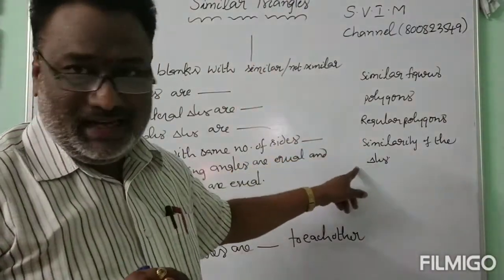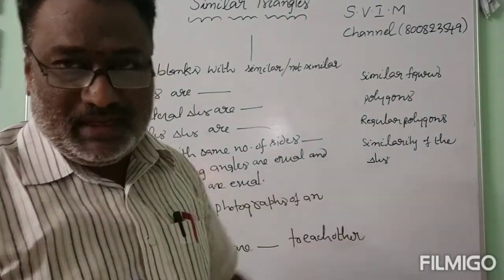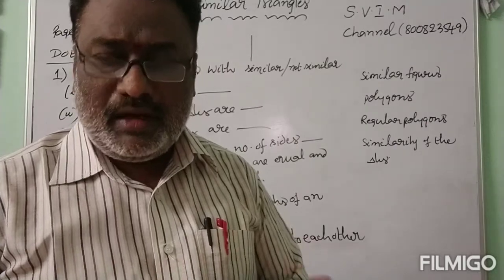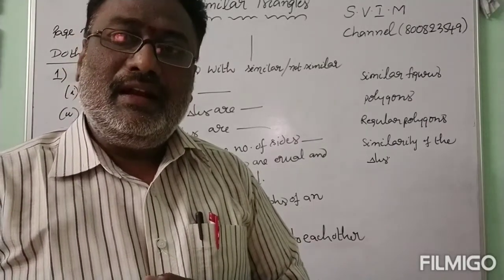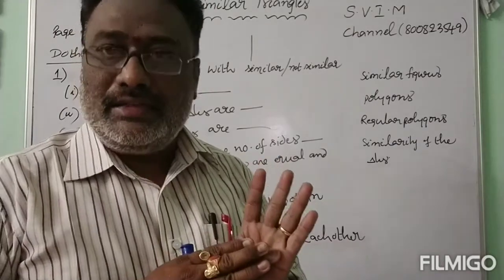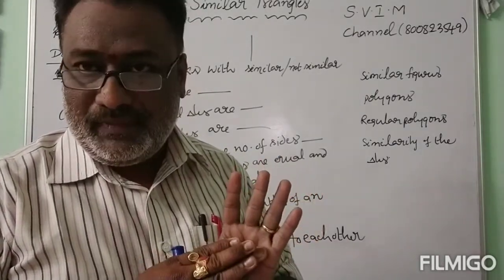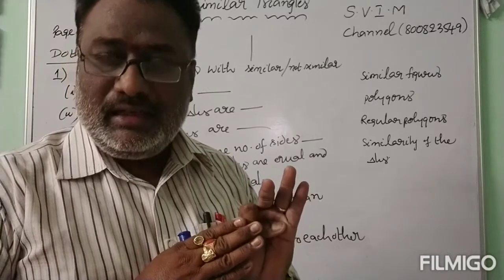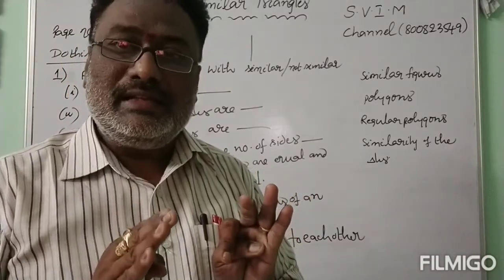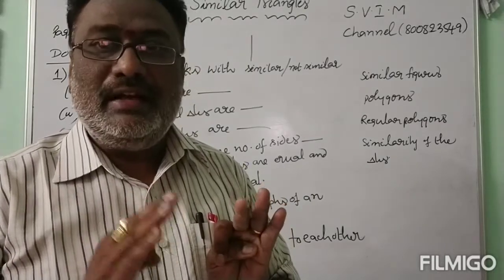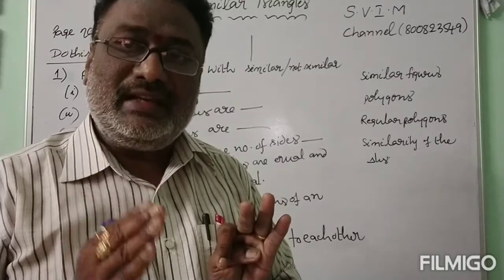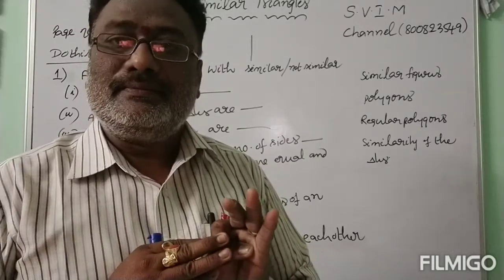Next, similarity of triangles. Here we get some more doubts: are all triangles similar or not? All triangles are not similar. First of all, equilateral triangles, if you take them, are similar. Next, all right angle triangles are not similar. In some cases, right angle triangles are similar. We can learn about those specific cases in the chapter.